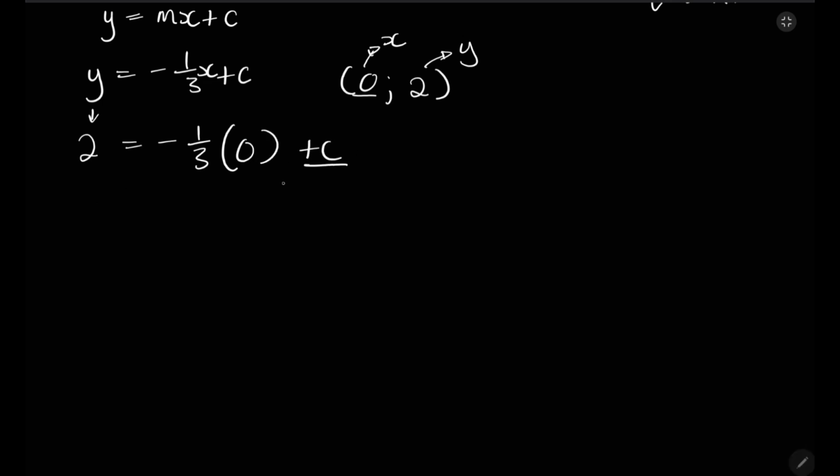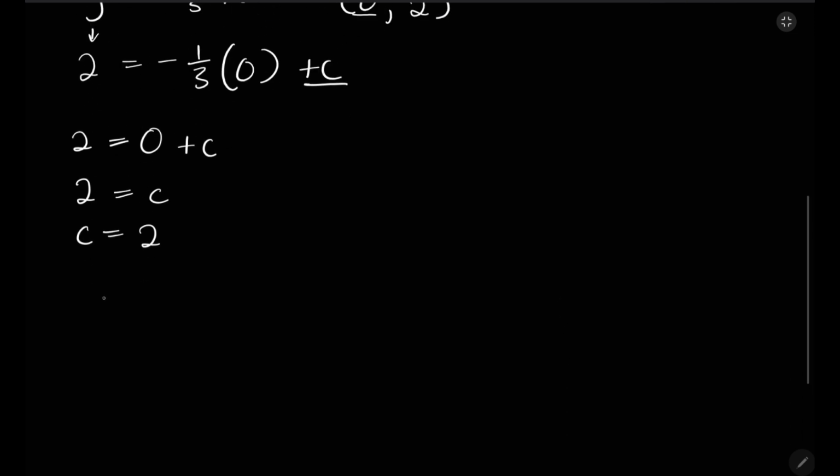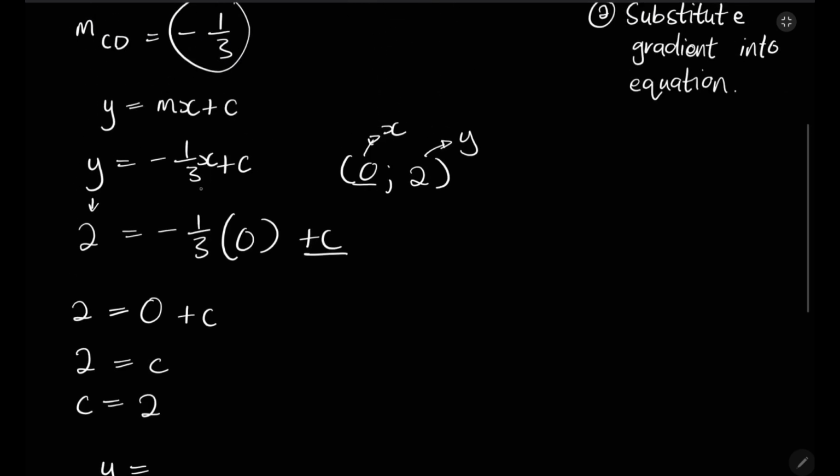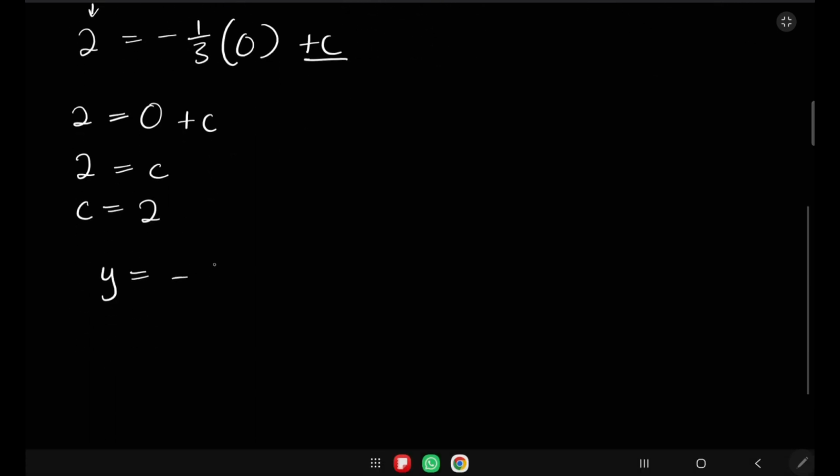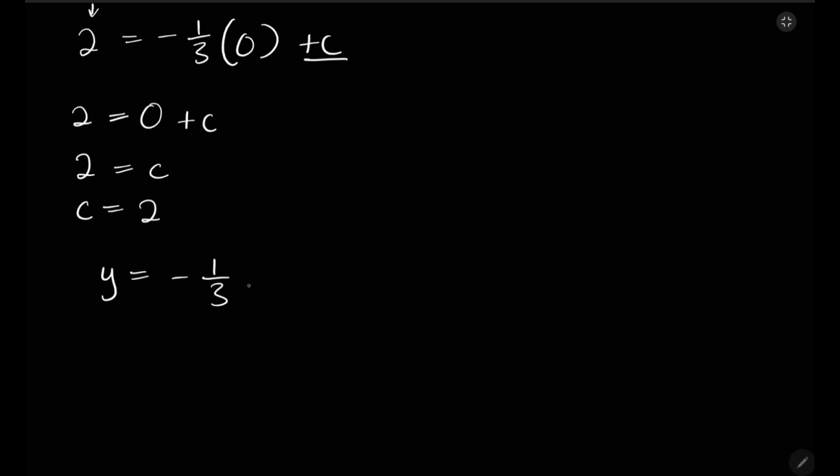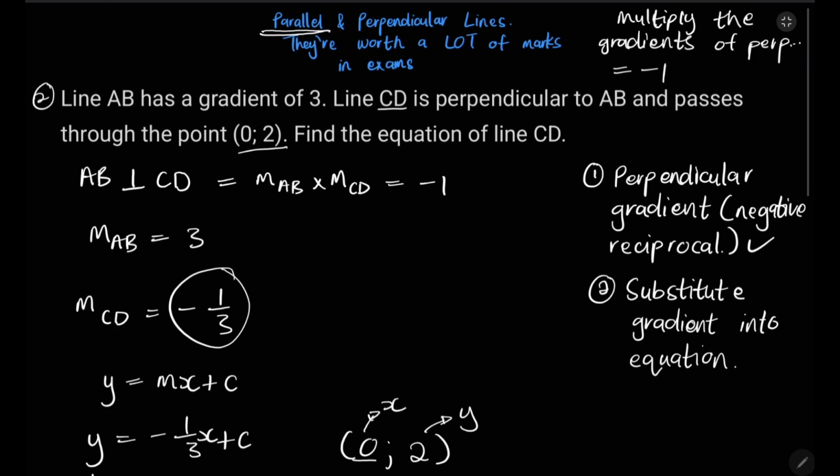Now let's solve for c. We have 2 is equal to negative 1 over 3 times 0, which is 0, plus c. So this will be 2 is equal to 0 plus c, therefore c is equal to 2. Now let's write down our final equation, which is y is equal to m x plus c, where our gradient is negative 1 over 3. So y is equal to negative 1 over 3 x plus c. What is your c? It's 2. So you've solved this equation.